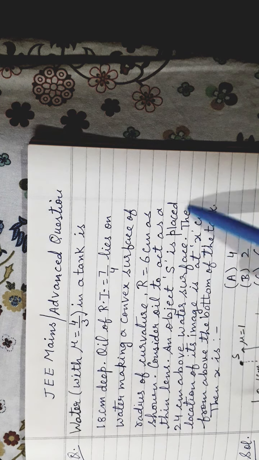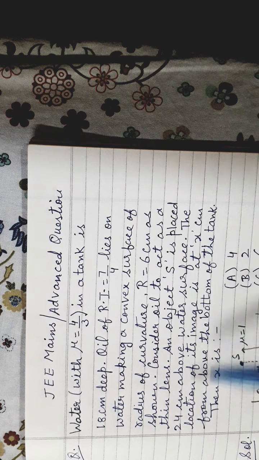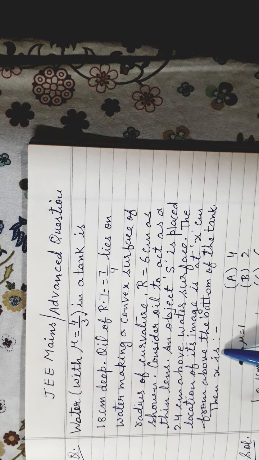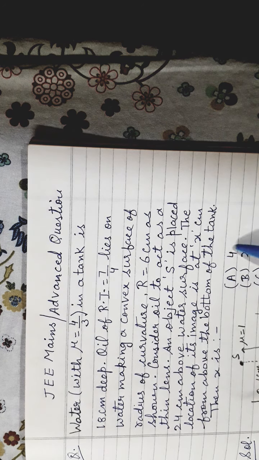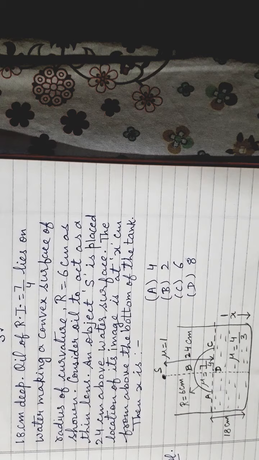An object S is placed 24 centimeter above water surface. The location of its image is at x centimeter from above the bottom of the tank. Then x is, your options are 4, 2, 6 and 8. Now, before doing this question, understand the diagram.